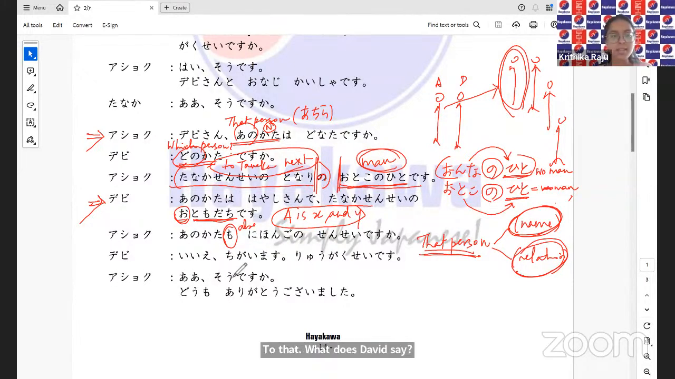Iie. Chigaimasu, ryugakusei desu. Chigaimasu is different. No, you're wrong. When somebody says something that is not correct, then you say, Iie, chigaimasu. Chigaimasu is the truth is different from what you're saying. Chigaimasu is different. It is to say you're wrong.